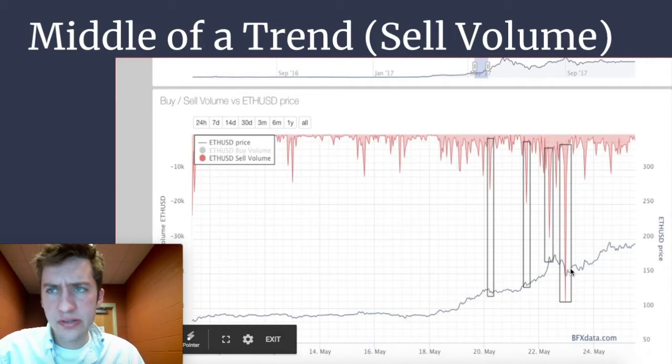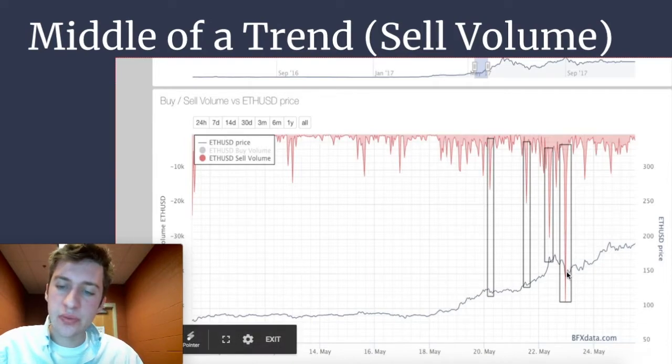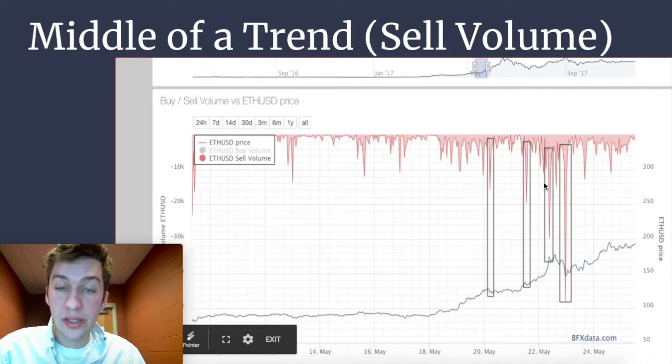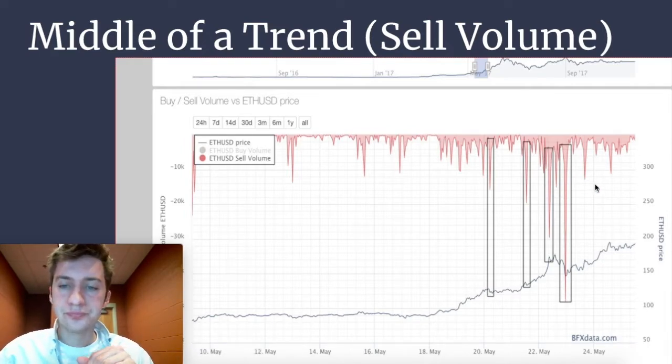And if I had seen this, I wouldn't really do anything. If I had a bull position, also as a long position, I would just stay in the market because this is really no indication of getting out. So that would be looking at sell volume and what you should be looking for in the middle of a trend. Okay, let's move on.